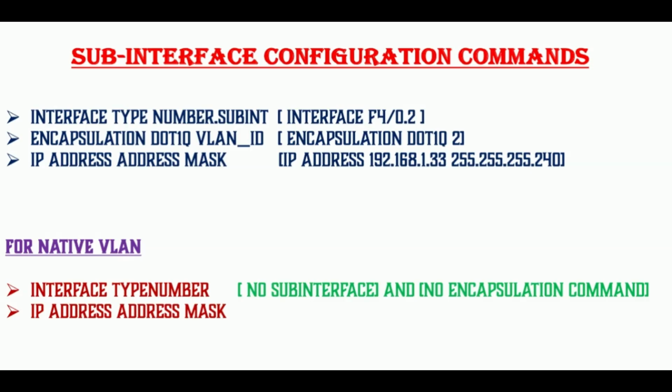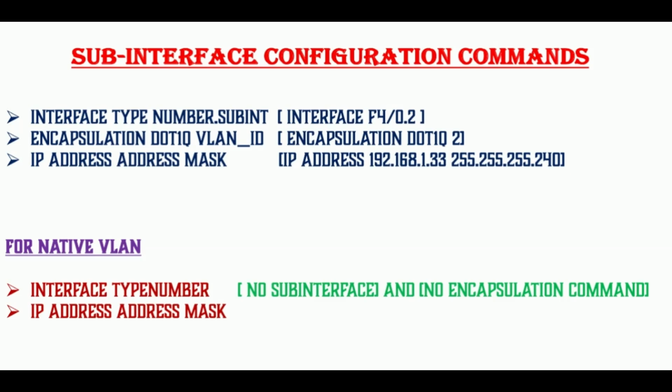Here are the commands to configure the subinterfaces. Interface type and number, and .subinterface number. We can use any number, however, it is easy to use the VLAN number here. Then comes the encapsulation command with VLAN ID. This command tells the router subinterface about the VLAN traffic, I mean which VLAN traffic will be in and out of this subinterface. Next is the IP address command. Every subinterface has an IP address of the connected VLAN subnet.